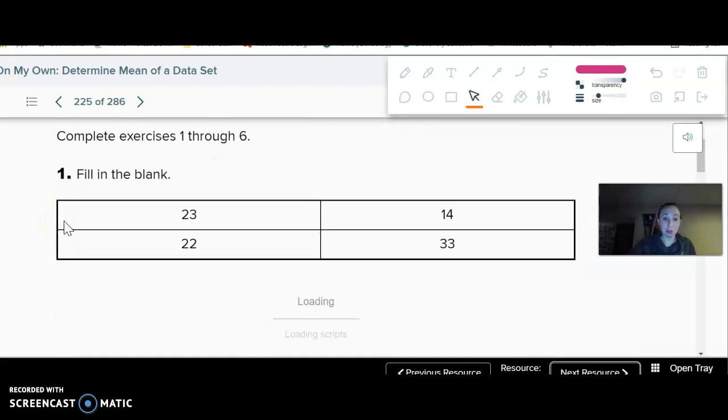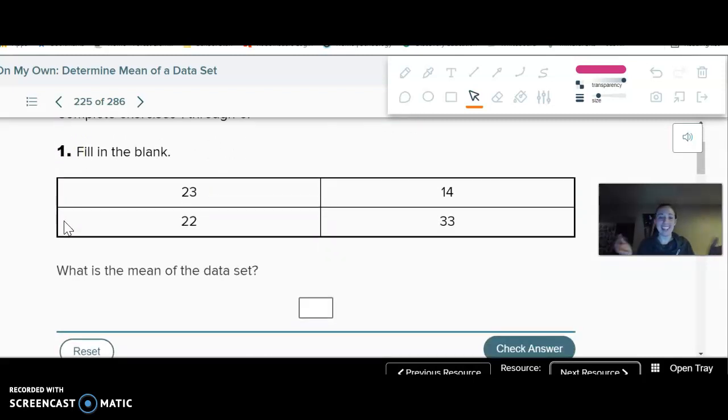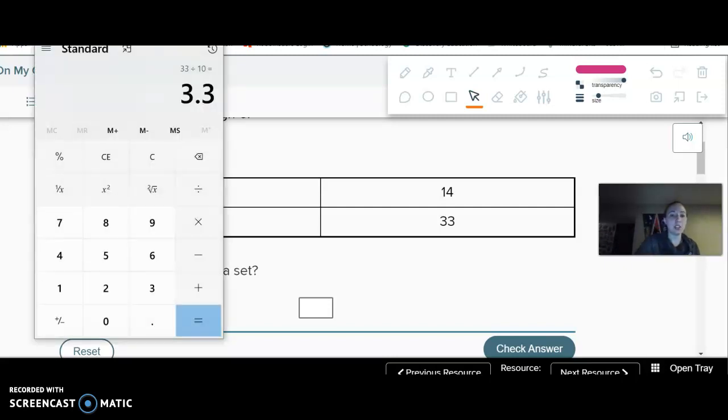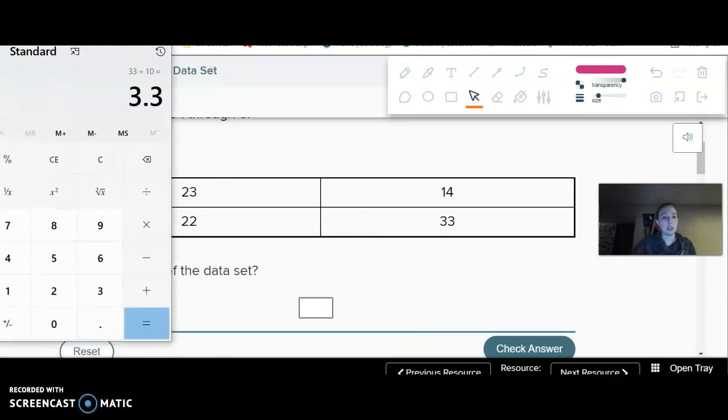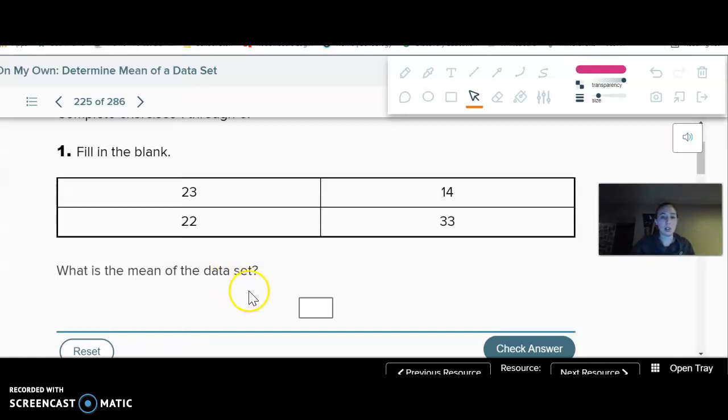All right, so number 1, what is the mean of the data set? Go ahead and try. All right, you get it? Hopefully you, there we go, added them all up. 23 plus 22 plus 14 plus 33. That's the sum. Now I need to divide by 4 because I have 4 numbers. 23 is my mean. Remember, hey diddle diddle, the median's the middle. You add and divide for the mean. So 23 on that one.